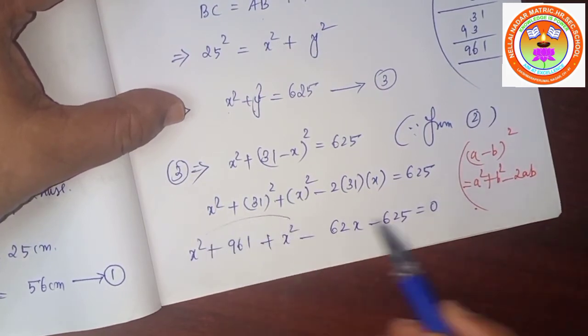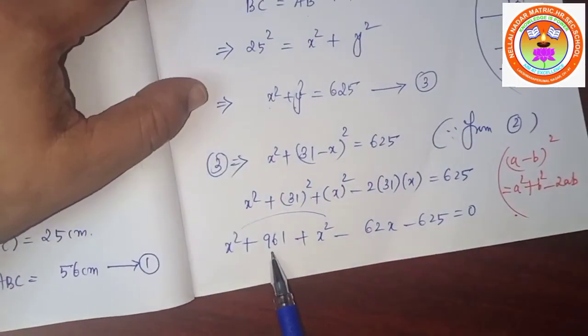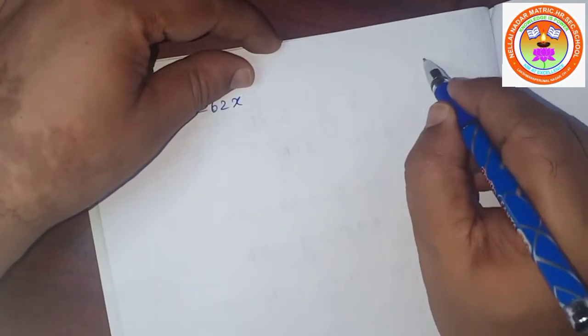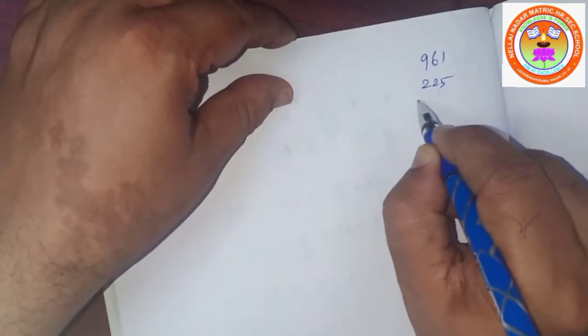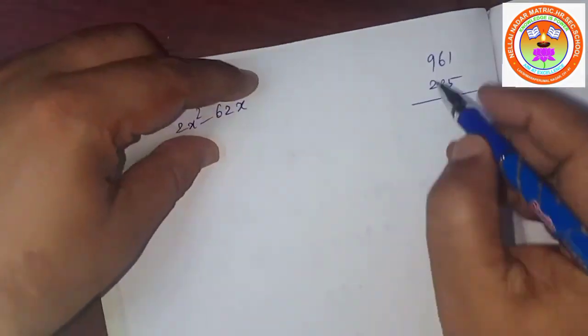Now x squared plus x squared equals 2x squared, then minus 62x. 2x squared minus 62x. Then 961 minus 625. I do it here. 961 minus 625.